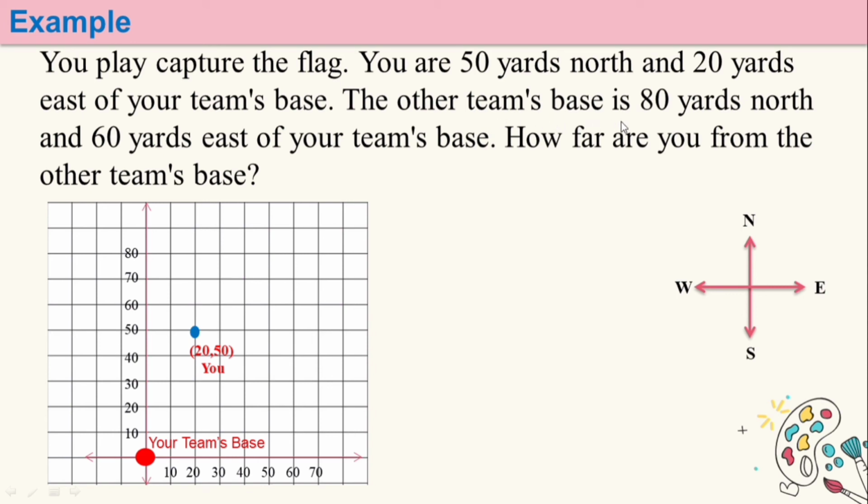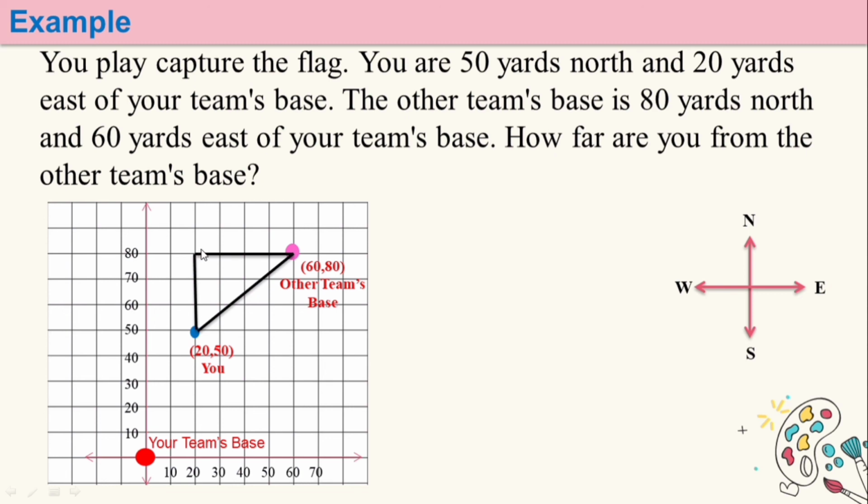Now the second part of the question says the other base is 80 yards north and 60 yards east of your team's base. Maybe we can say 80 is over here and 60 yards east, so it could be right here. Plotting another point there, north is my y, so it's going to be 60 and 80. There we go, and then of course we draw a rectangle from this, and we know that this is going to be that rectangle in between.